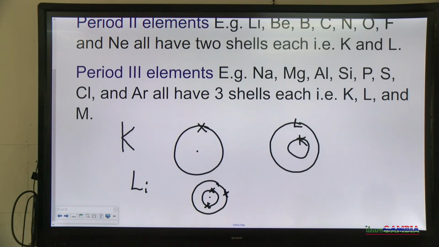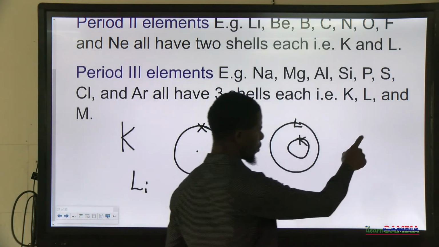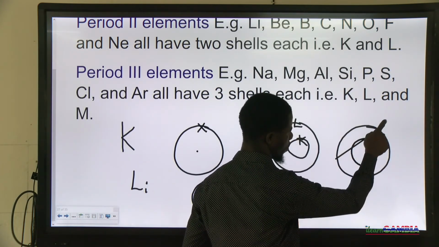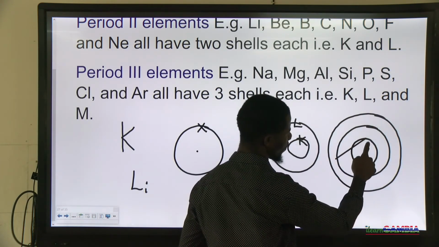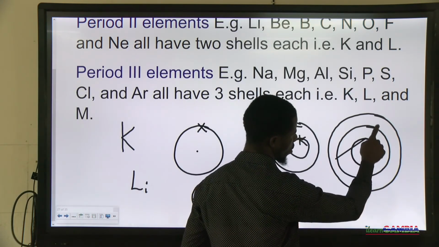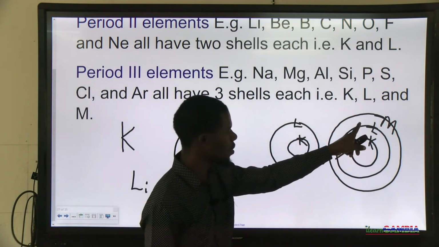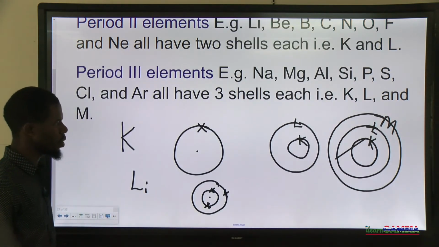Period 3 elements, examples are sodium, magnesium, aluminium, silicon, phosphorus, sulfur, chlorine, and argon. They all have 3 cells each, that is K, L, and M cells. So when we are to represent that, it will be like this. We have this as the K cell, L cell, and the M cell. Because we have 3 cells, therefore they belong to period 3.